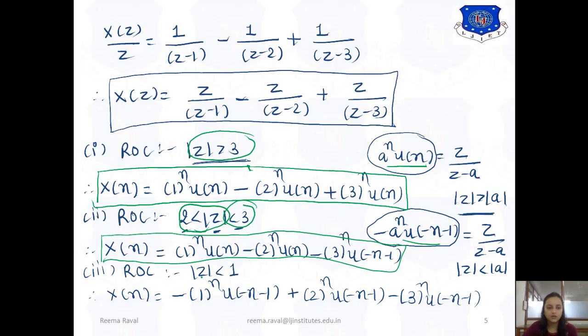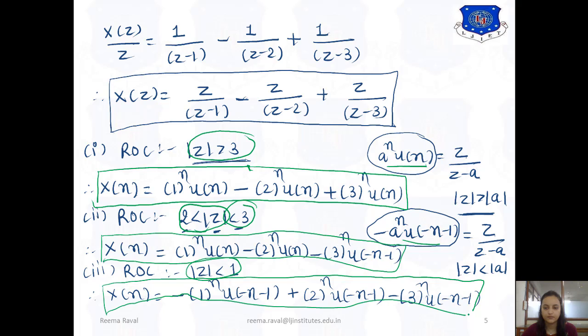And for the third case, that means mod Z less than 1, it is the lowest of the lowest value. So for all 3 terms it is minus a raised to n u of minus n minus 1. Okay. So these are the answers for the inverse Z transform according to the ROC cases.